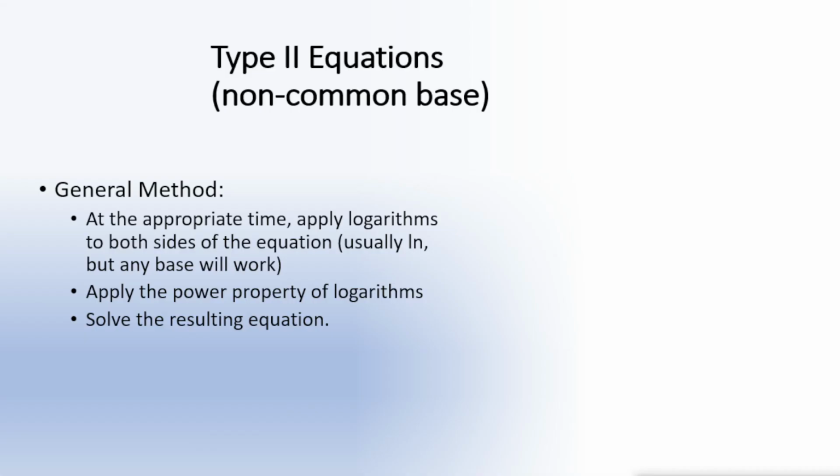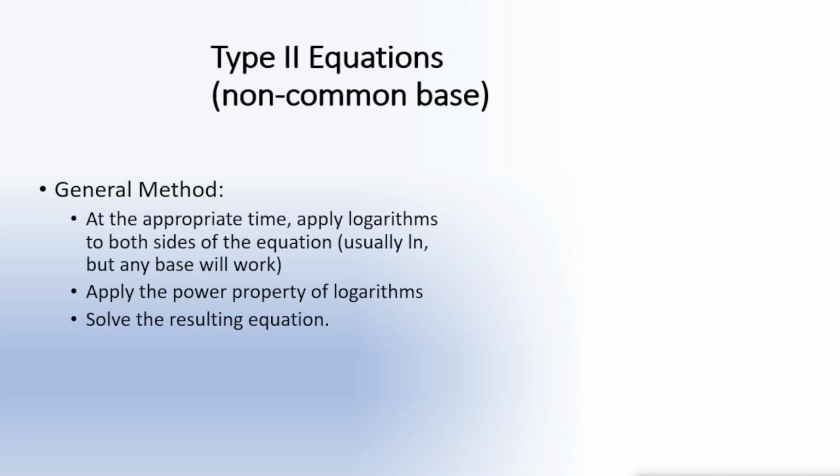Now let's move on to type 2 equations. These are equations where we cannot find a common base within the equation. So the general method for solving these problems will be to apply logarithms to both sides of the equation. And usually we'll do natural logarithms, but any base will work.